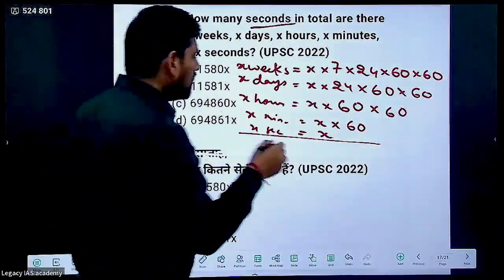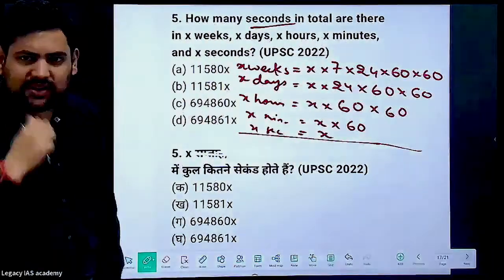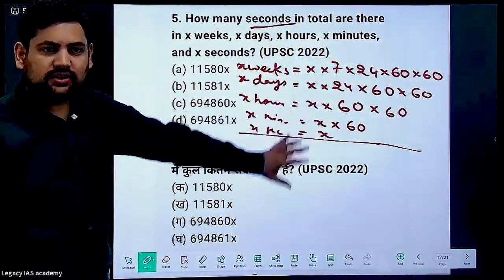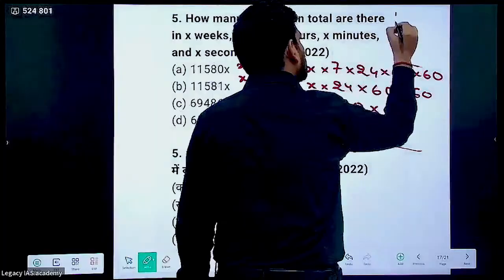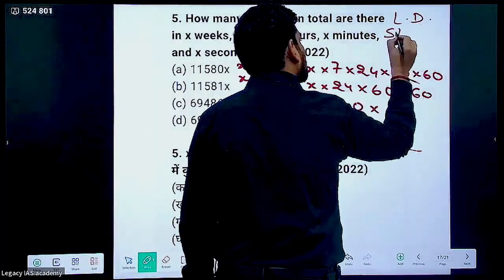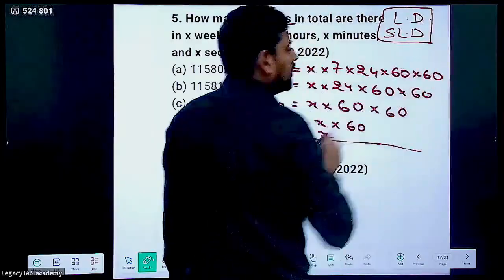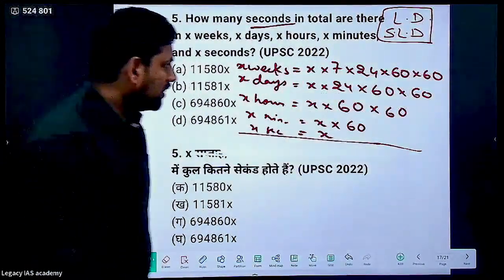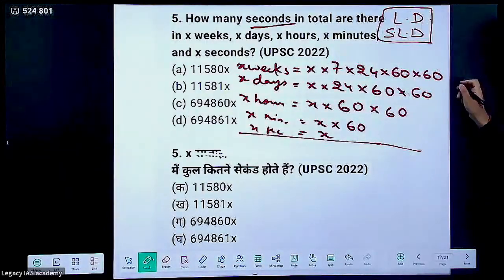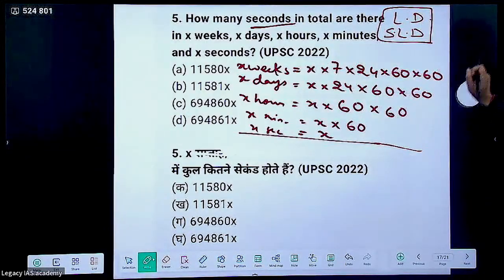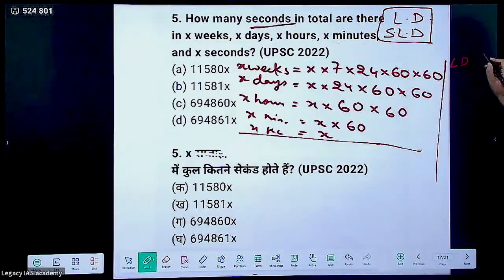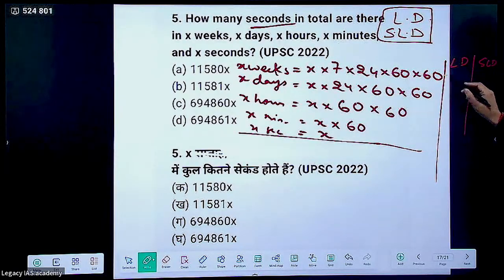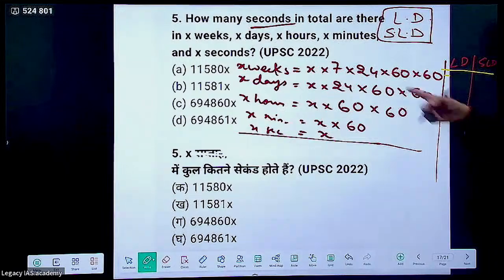Now see, I have to add all of them to get the answer. One thing is, I just get an approximate value, then add, and then get to it. Another, better way is to focus first on the last digit and the second last digit. What will be the last digit of all of them? Here I am writing the last digits, and here I will write the second last digit. What is the last digit here? 0. Second last digit also 0.